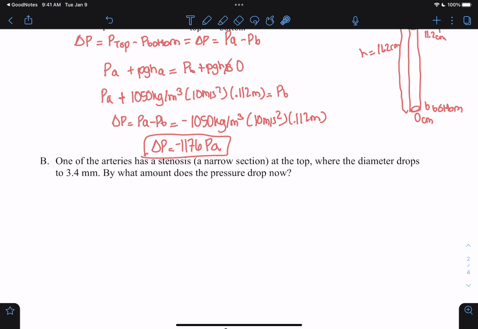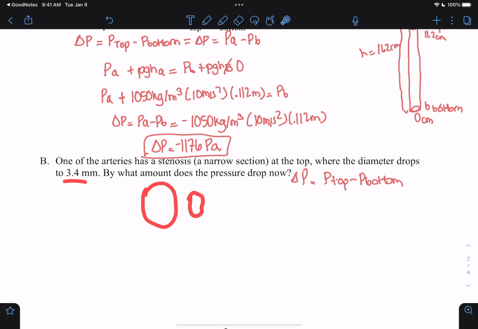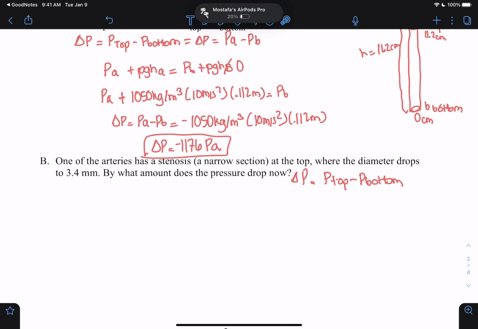So now we're trying to figure out, once again, delta P, which is P top minus P bottom, with a difference in area, basically. Because if the diameter narrows, you go from a really big diameter to a smaller diameter like this, right? The area changes. Why does a change in area matter? What would a change in area do?